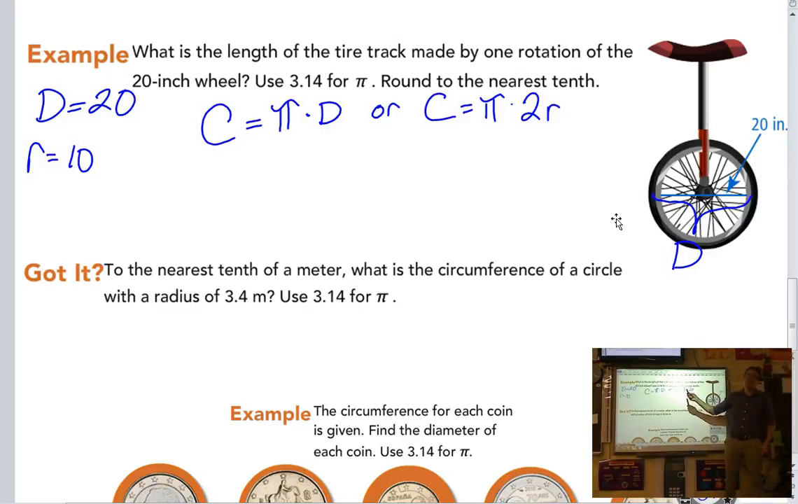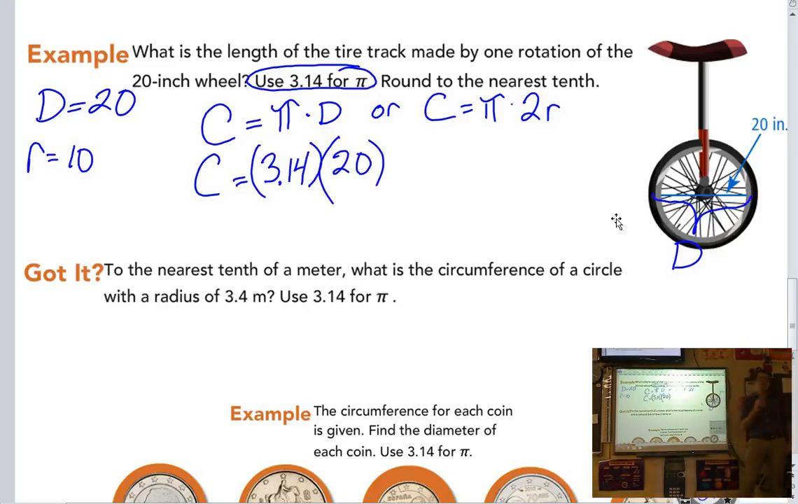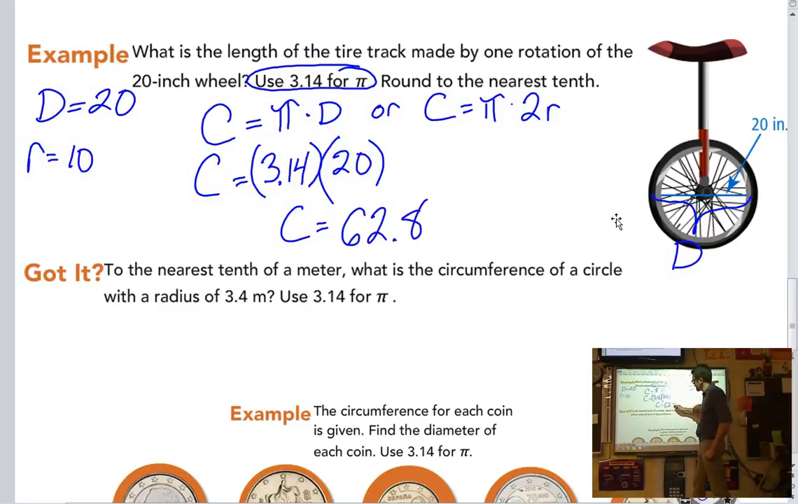So I can use 2r if I want to. But I have diameter here, so I can use that. And it tells me use 3.14 for pi. So I exchange out my pi for 3.14. I multiply that by my diameter of 20. Ellie? 62.8. 62.8 inches. Yep. So in one rotation, that wheel would go 62.8.